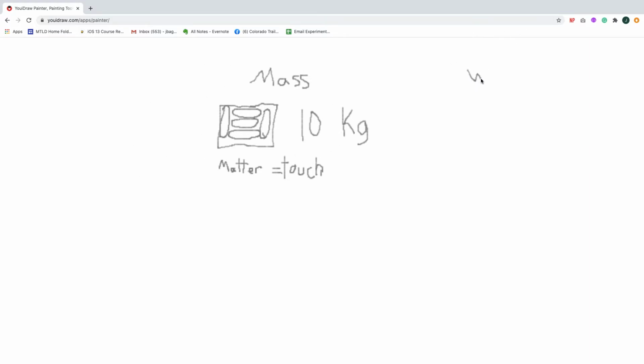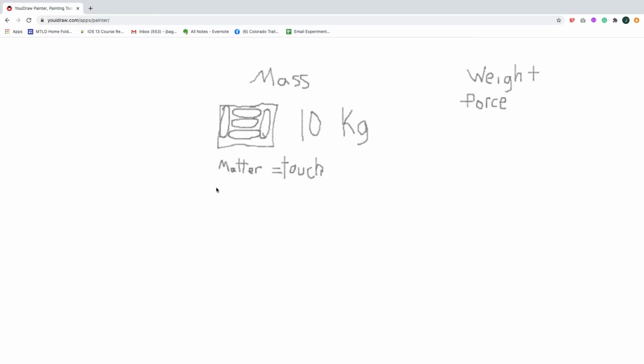Weight is something totally different, okay? Weight. Oh, it's so hard. So weight is the amount of force that gravity pulls down on an object. Force. Okay. So does the weight change on the moon? Yes, it does.